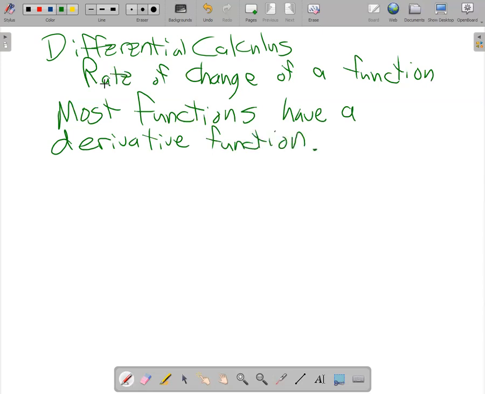And that derivative function figures out how the function changes at any given point. Usually we think about change over an interval, so we've got to figure out how to reconcile change over an interval with change at a point.